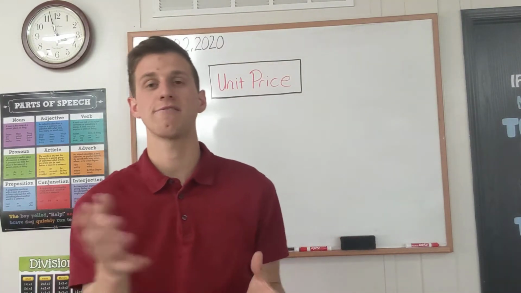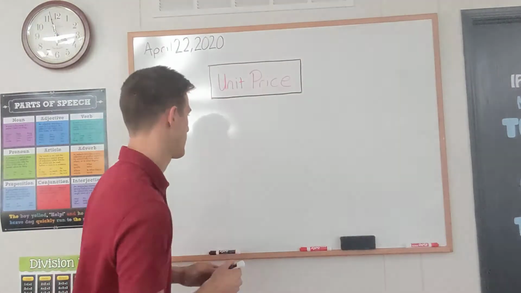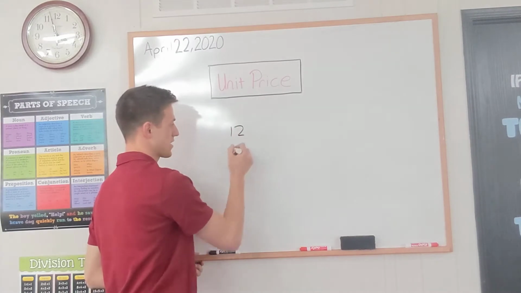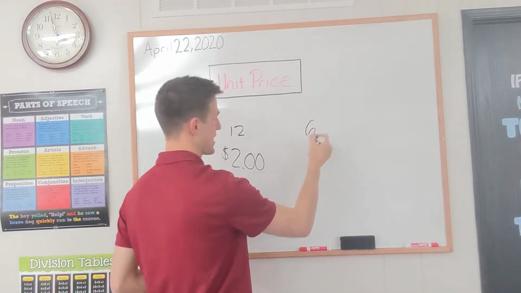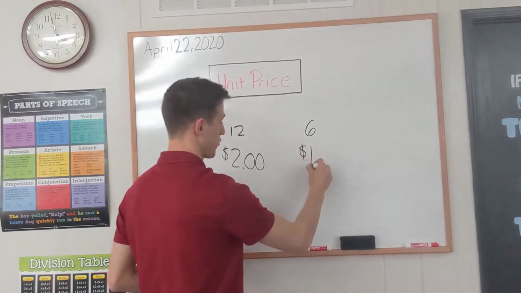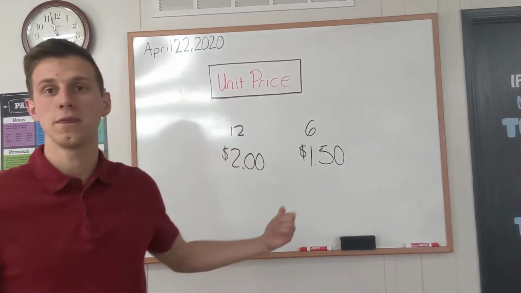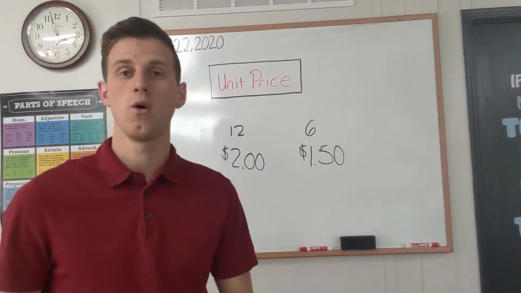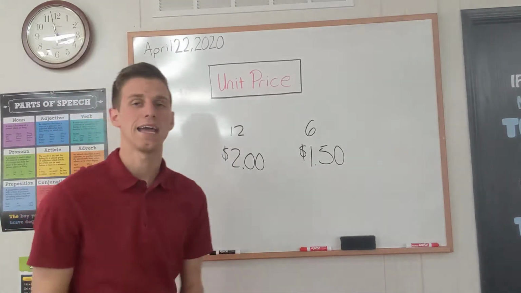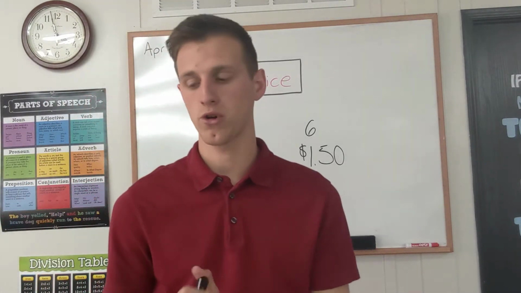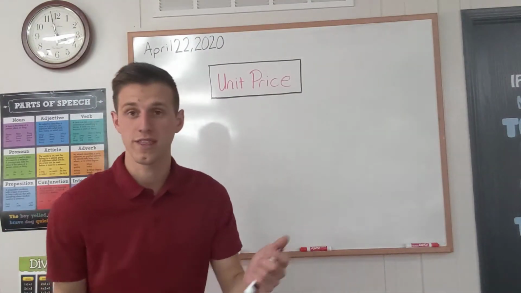Because a lot of things come in different packages and things like that. So for instance, if we have a dozen eggs that cost $2, and then there's a 6-pack of eggs that costs $1.50, and we want to figure out which one would be the better buy, or which would be the cheaper unit price, we can divide to find that answer. And that's what we're going to learn about today, is finding our unit price of certain things, all right?